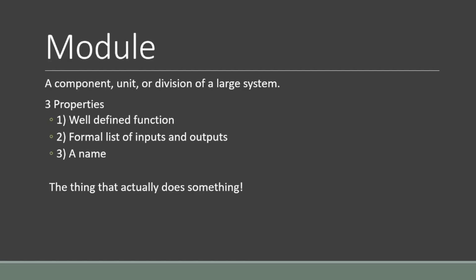All right, next, let's talk about some general terms. What's a module? A module is a component, a unit, or a division of a large system. These three properties are pretty important, and for a logics class, they're probably going to want you to know these. Number one, it has a well-defined function, such as the half adder. That has a well-defined function of taking two inputs, creating a sum and a carry. It has a formal list of inputs and outputs. The half adder, again, has inputs A and B, and outputs S and C. And it has a name, such as half adder. And also important for a module is that it actually does something. It performs some kind of task.